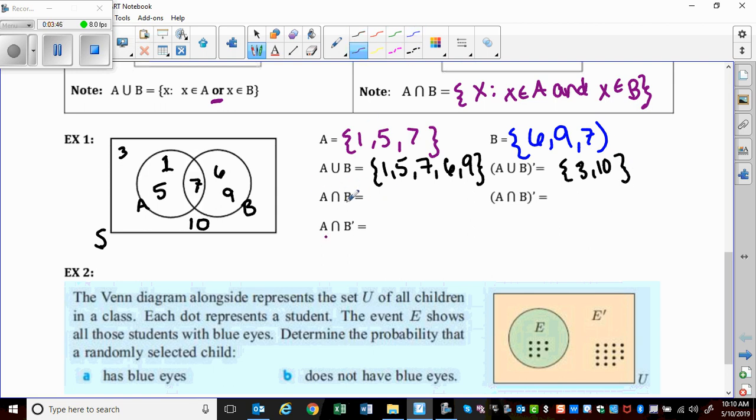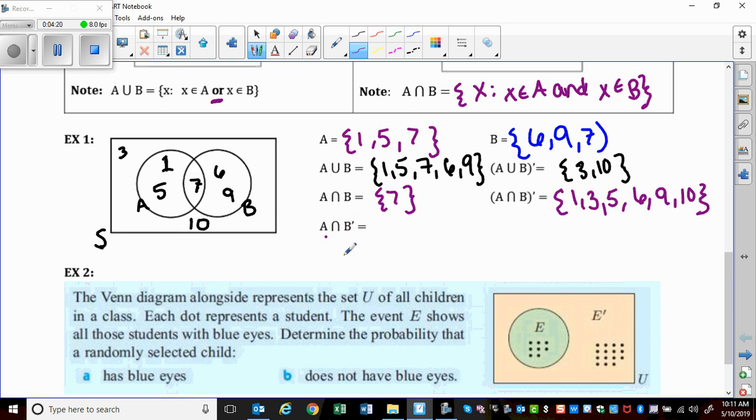A intersecting B means what do they have in common? What is in the middle? Well, what they have in common is 7. And that's it. So my complete set is 7. Now the complement of 7 is everything else besides 7. So this includes 1 and 3. Even though 3 is out here, that's not 7, so that is included. 5, 6, 9, and 10. I don't know if I missed any.